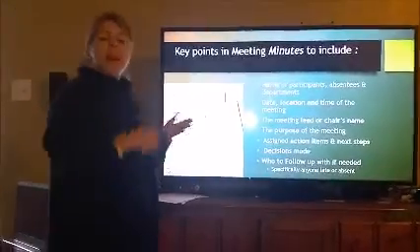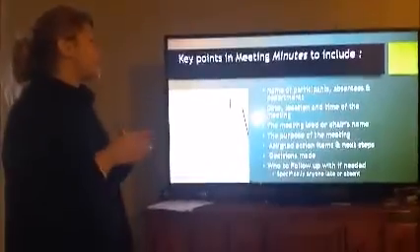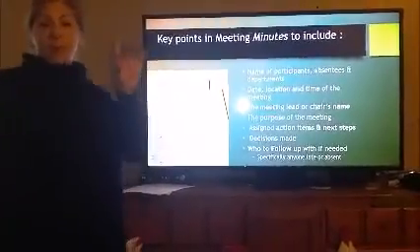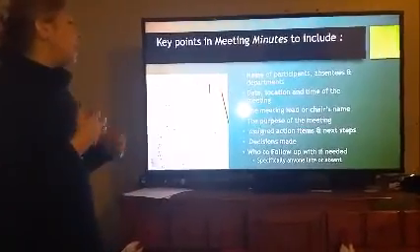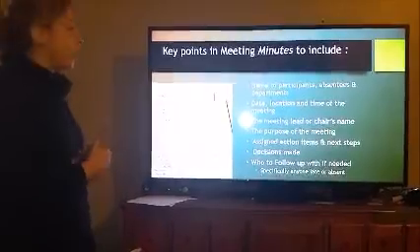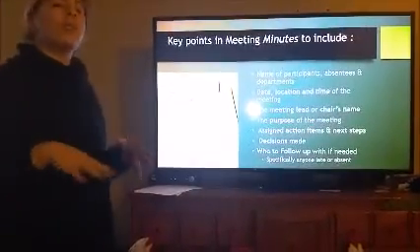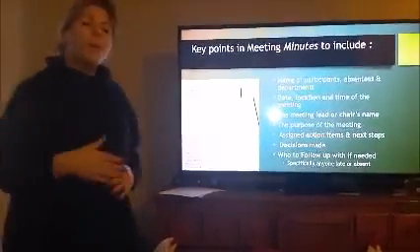Name of the participants, absentees, and department. You're going to have date, location, time of the meeting. Obviously, that's at the top of your meeting agenda, as you can see on the template in front of you. The meeting lead and chair's name, the purpose of the meeting, your assigned actions, and then the steps you're taking to execute those, your conclusion or decisions made, and then who to follow up with at the end of the meeting.